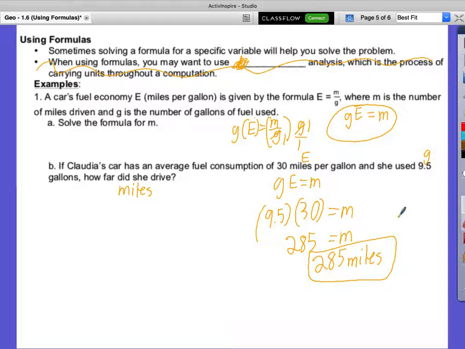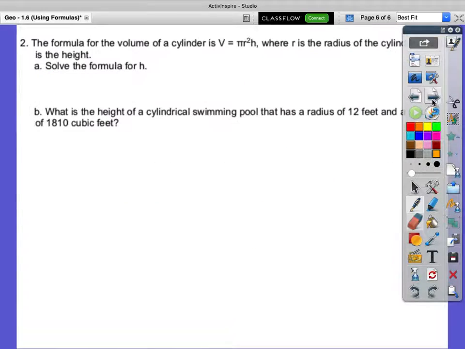Okay. Any questions on B about the problem? How we solved it? What we did? Why we did it? Okay. So this helped out because we already had the equation solved for M in our first step, so we're able to answer the equation a lot easier. We're able to solve a lot easier since we already had it solved. Let's go on to letter B, or number 2.